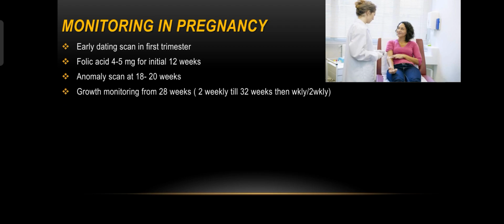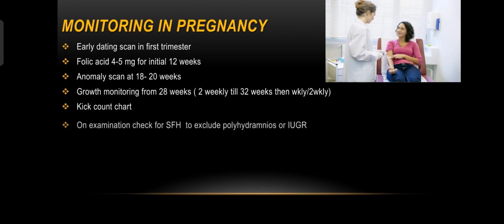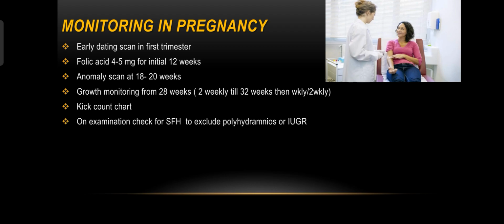Growth monitoring starts from 28 weeks, first 2 weekly till 32 weeks, then weekly or 2 weekly depending on the scenario. Give the kick count chart to the women. On examination, check the symphysiofundal height to exclude polyhydramnios or IUGR.